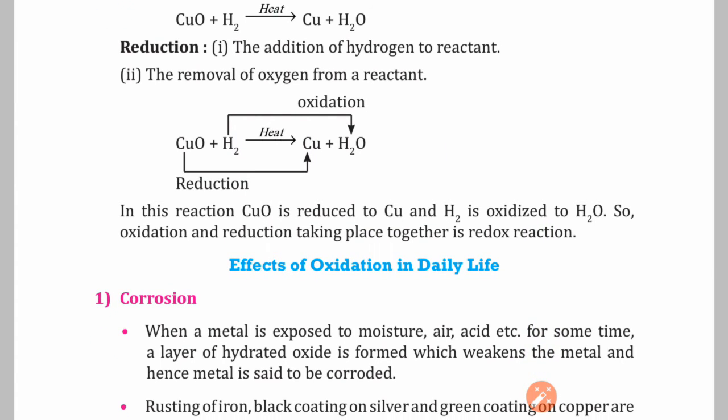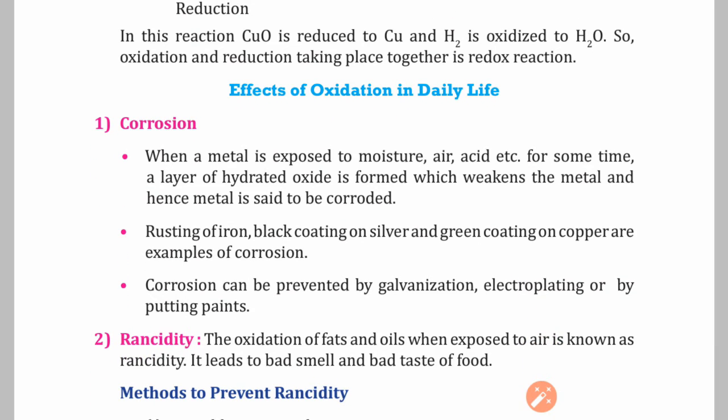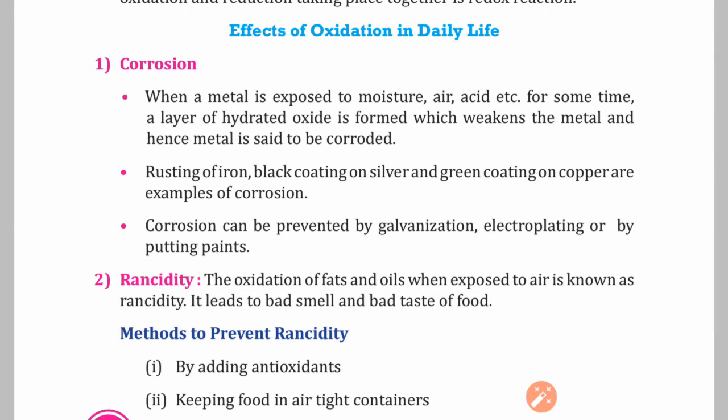Effects of oxidation in our daily life. Corrosion. When a metal is exposed to moisture, air, acid for some time, a layer of hydrogen oxide is formed which weakens the metal and hence the metal gets corroded. Rusting of iron, black coating on silver, green coating on copper are examples of corrosion. And corrosion prevention methods are galvanization, electroplating, putting up paints, use of basic solutions.